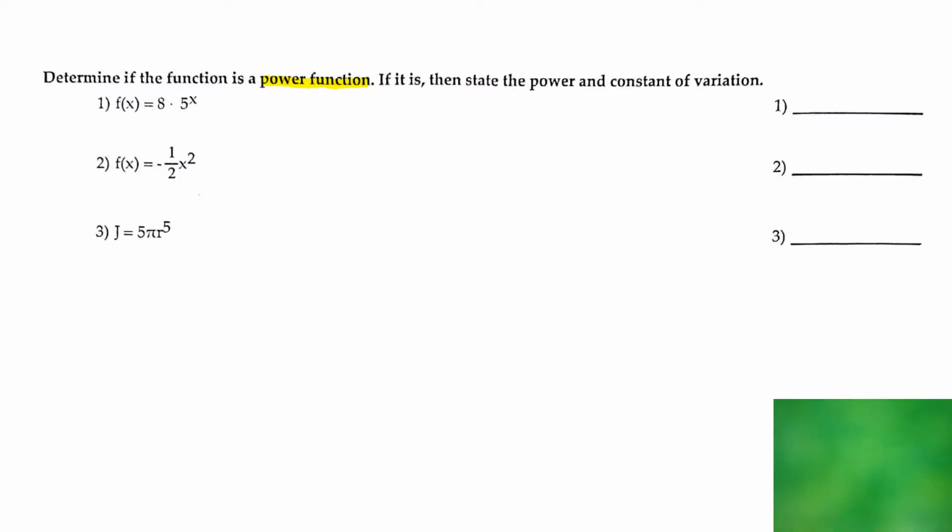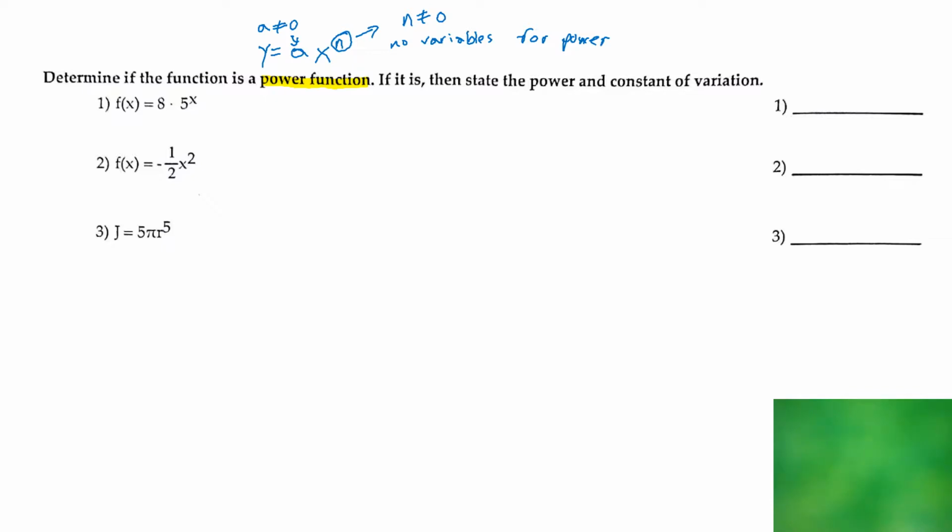To answer this question, we need to remember what a power function is. A power function is any function that looks like y equals a times x to the n. This number a can be any number except it cannot equal 0. And the power cannot be a variable, so no variables allowed as a power. And also, this value cannot equal 0. So that's basically all we need for a power function.